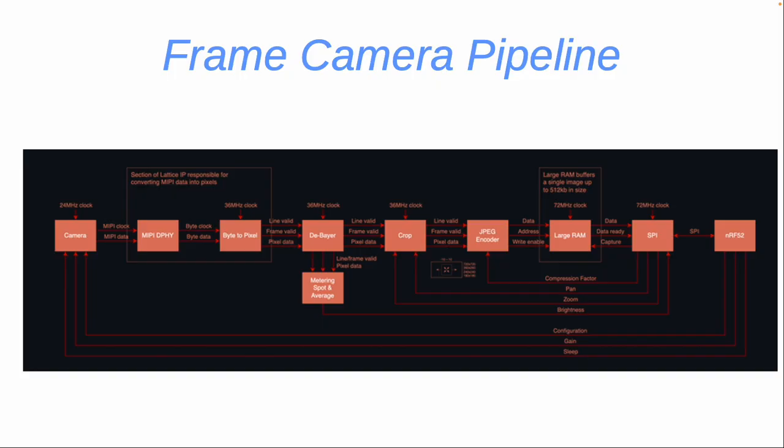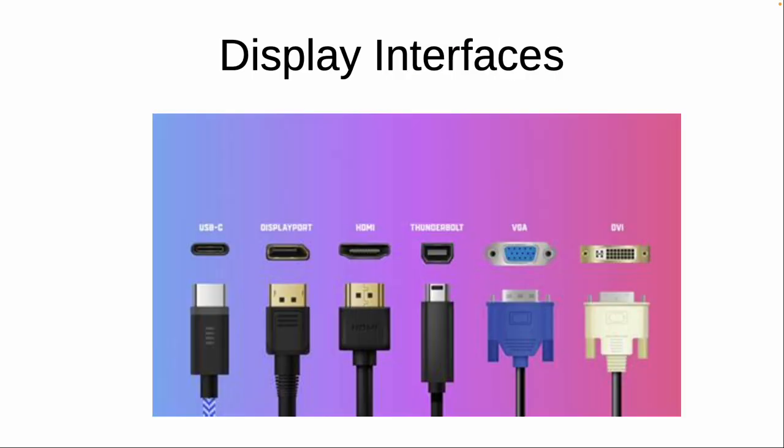So on the left-hand side, you have a camera that comes into MIPI DPHY, that gets turned into pixels, it gets debayered, it gets cropped, it gets compressed using a JPEG encoder, and then that gets stored in a large RAM and eventually over SPI sent off to the microcontroller, which speaks to the cloud, gets the AI recognition of the image, and sends the results back down to the microcontroller.